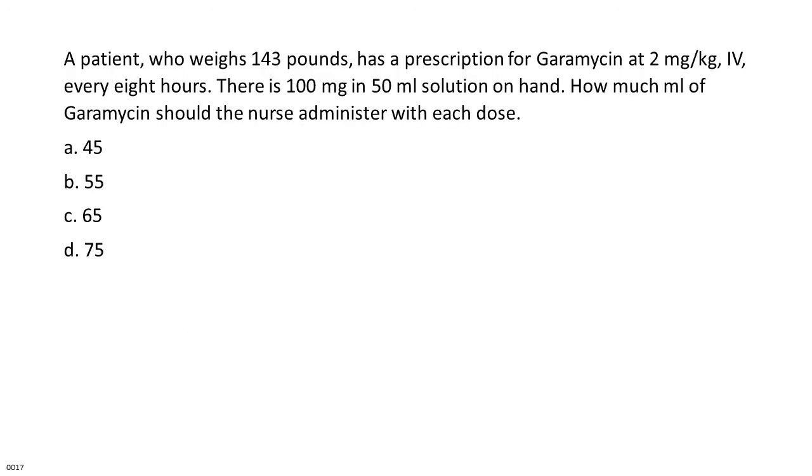A patient, who weighs 143 pounds, has a prescription for gentamicin at 2 mg per kg, IV, every 8 hours. There is 100 mg in 50 ml solution on hand. How many ml of gentamicin should the nurse administer with each dose? A. 45. B. 55. C. 65. D. 75.